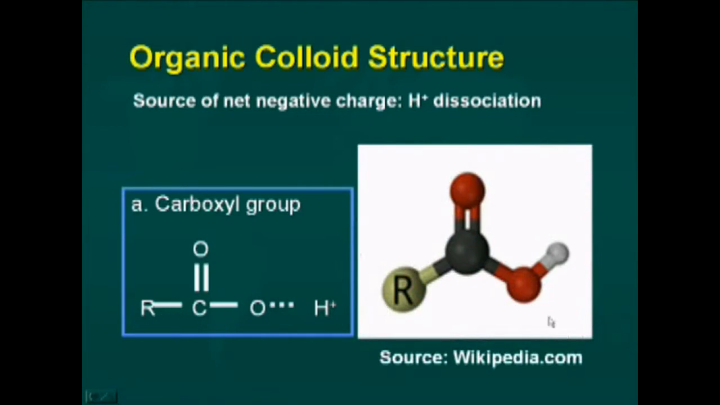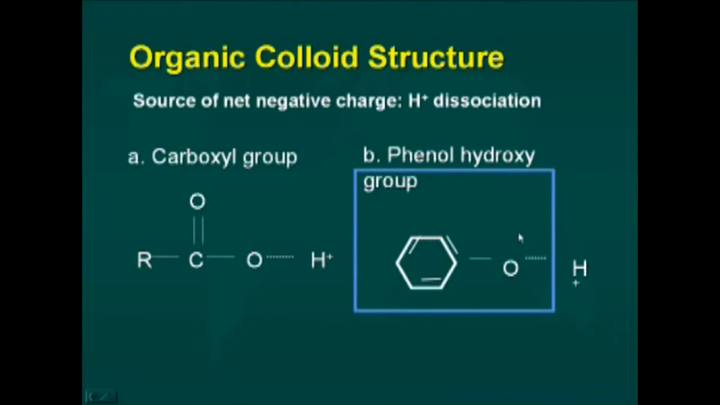Here's an illustration from Wikipedia showing the C double bond O. Here's the R, and here's the OH. And this dissociation here, as this moves away, leaves a net negative charge expressed here at the surface. Okay, the carboxyl group is one.